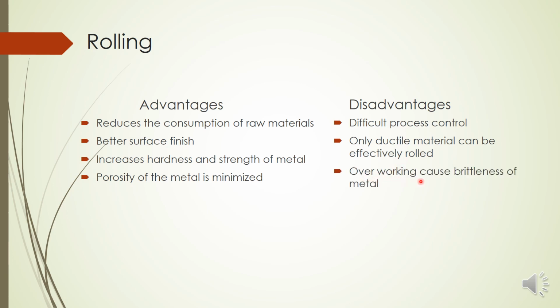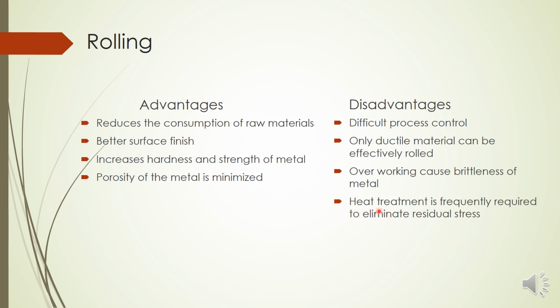Overworking, or too much rolling, will cause brittleness of the metal. Brittleness is the rupture or fractional deformation of the material without any elongation. So the brittleness of the metal will increase due to frequent rolling.